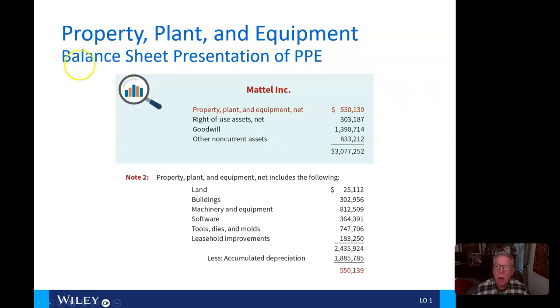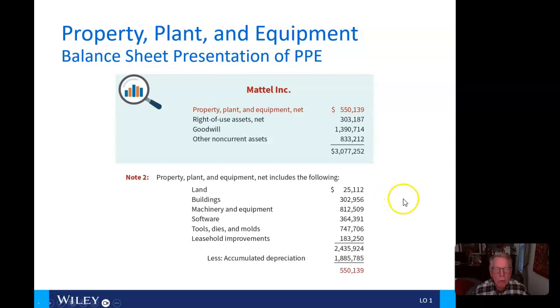So here's Mattel, and they got their PP&E up here, property, plant, and equipment. They've abbreviated it PP&E here. And property, plant, and equipment, net, that means that depreciation has been subtracted out. The right of use assets, net, goodwill, and other non-current assets for Mattel.